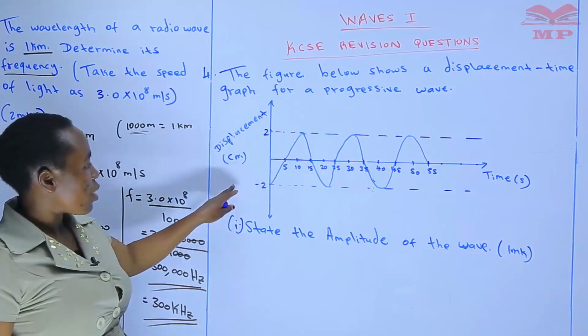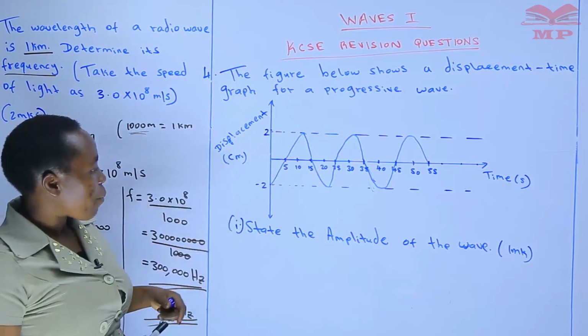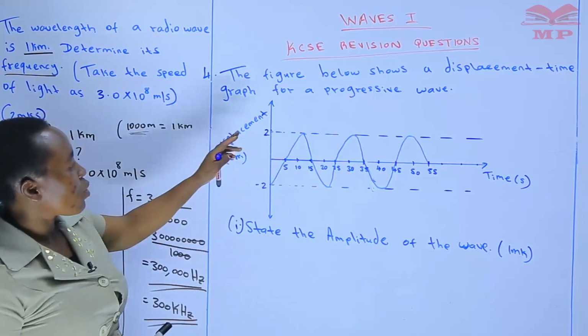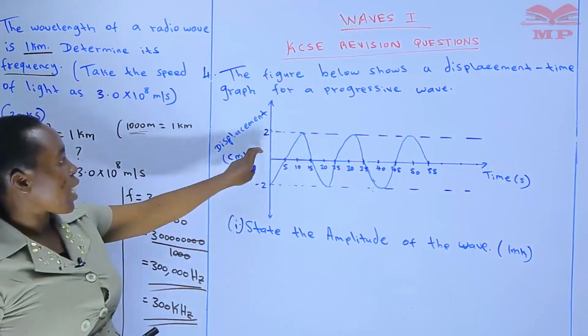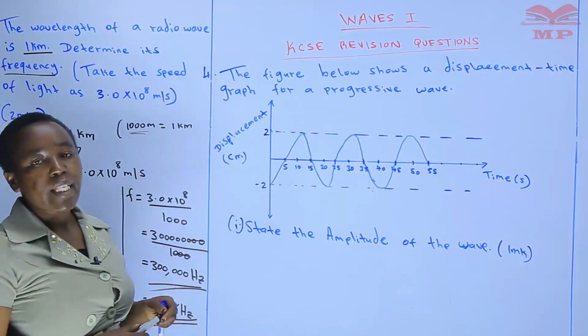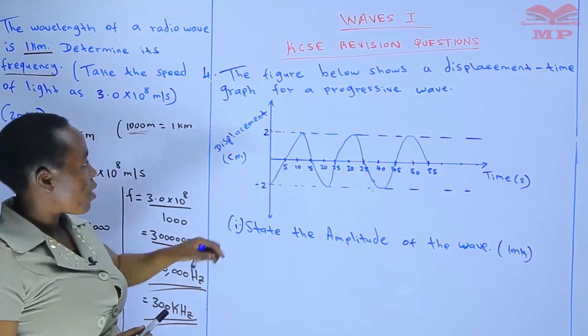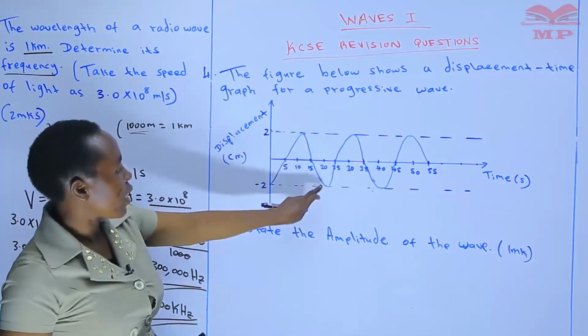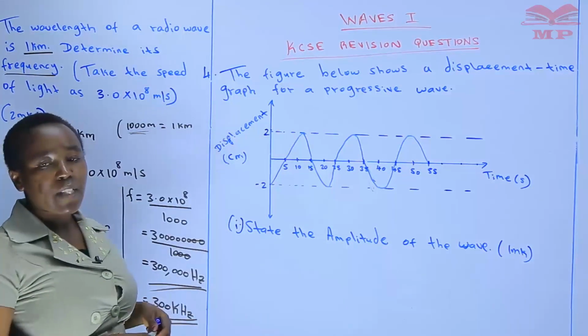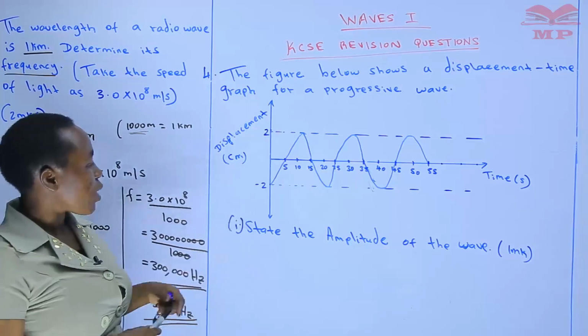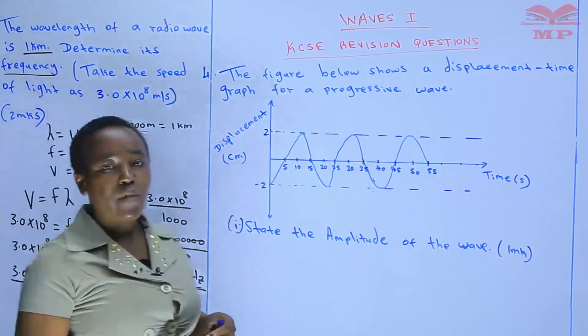Now before we state the amplitude of the wave, we have been told that this is a displacement time graph for a progressive wave, and we can see the type of this wave is a transverse wave. It has crests and troughs alternating. So it is an example of a transverse wave. So we are told to state the amplitude of the wave.